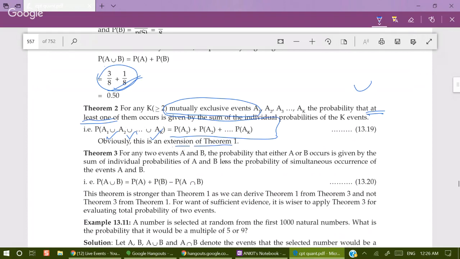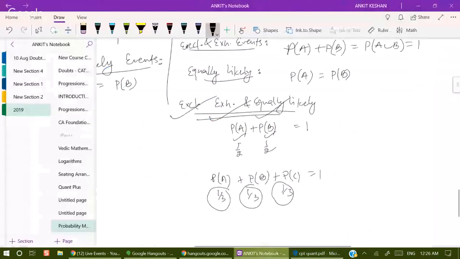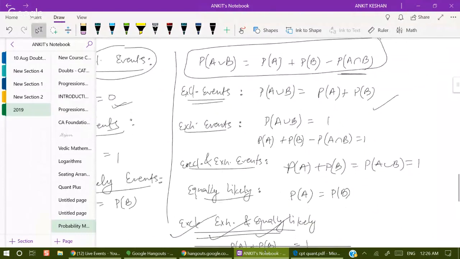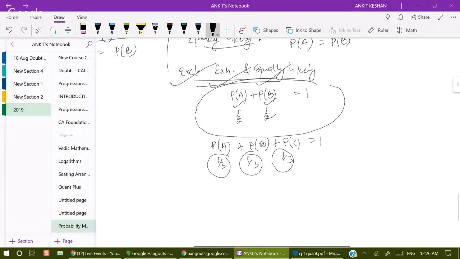Extension of addition theorem. For two events A and B, the probability that either A or B occurs, either A or B is also at least one, is given by the sum of individual probabilities less the probability of simultaneous occurrence. This is the addition theorem, the actual addition theorem. I told you here, this is the addition theorem, and all these are extensions: exclusive events, exhaustive events, exclusive and exhaustive, and thereafter exclusive, exhaustive, and equally likely.